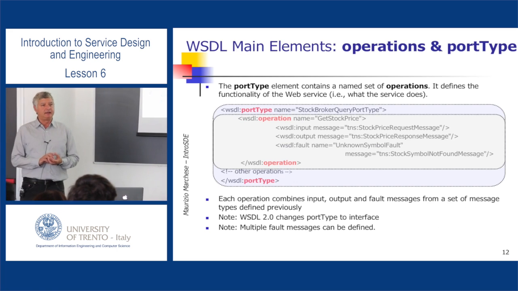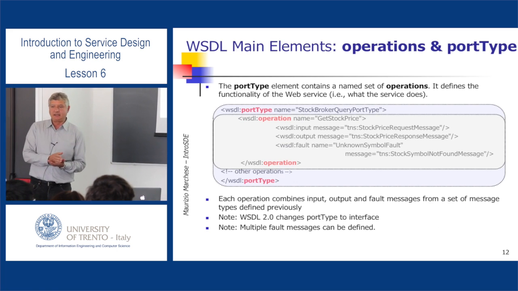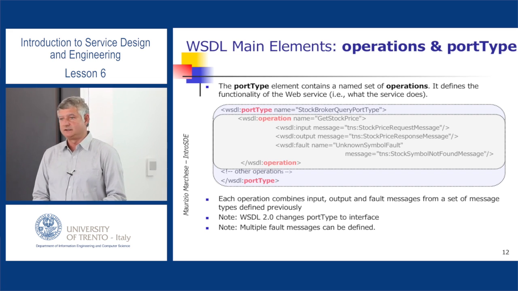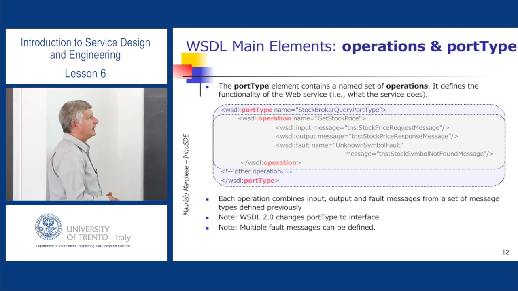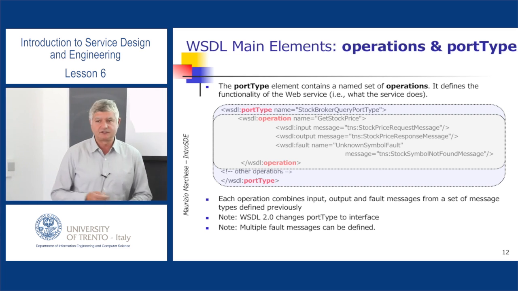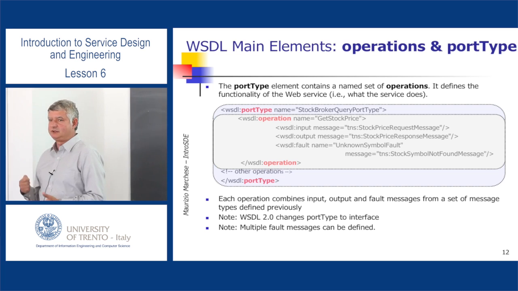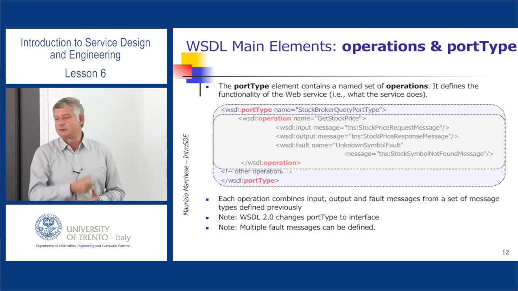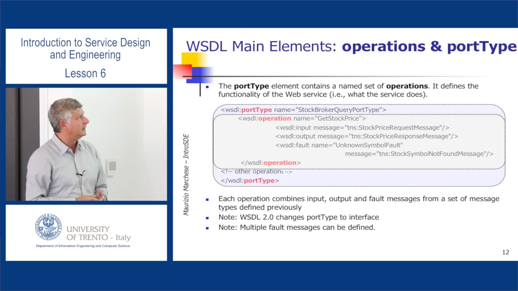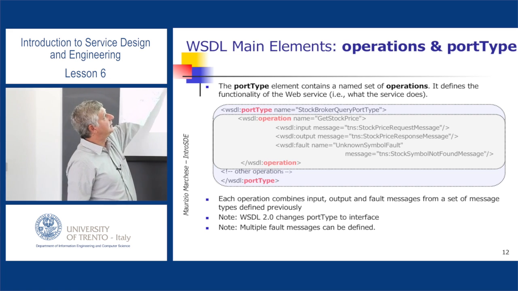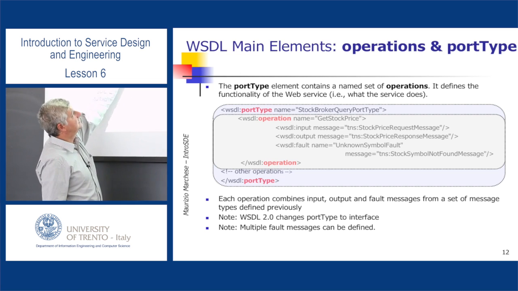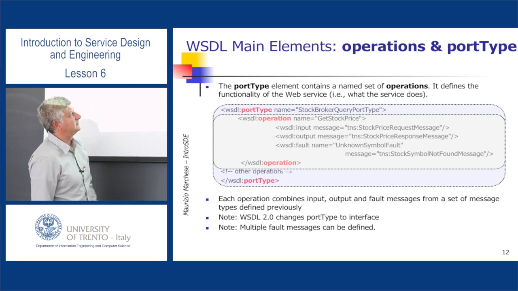Now that we have the data and the messages, we have to combine them together in order to make our service. Following our example, which is just a procedure call in which we send a string describing the stock price and retrieve the data, that's a possible way of combining the messages. We have an input message, an output message, which was previously defined in the previous slides, and we have an error message.